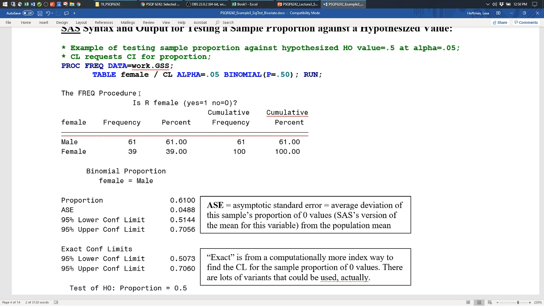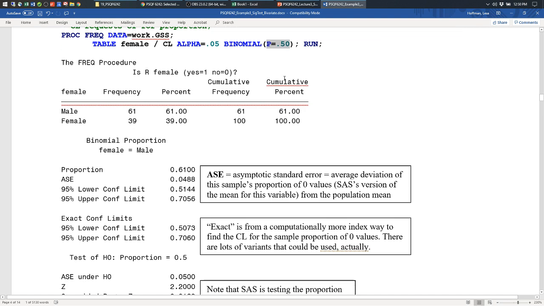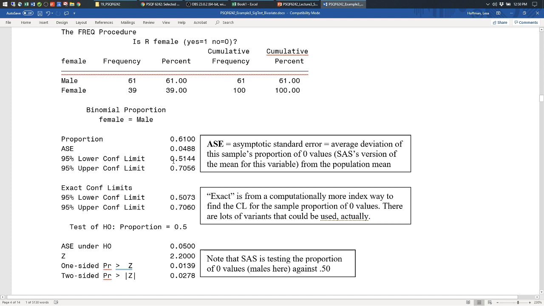SAS tests the proportion of the 0 category. Stata tests the proportion of the 1. So on your homework, I'm warning you, there's one question where I ask you about the 0 and another question where I ask you about the 1, because I want you to have to wrestle with this. Because it matters to the extent that you're testing anything other than 50-50. So in this case, I'm testing whether or not the distribution of gender is different than 50-50, where the test would be the same either way, but the confidence interval depends on what it's the confidence around.